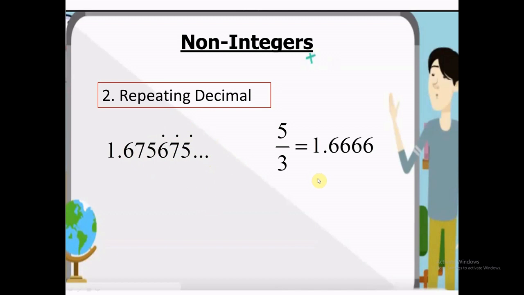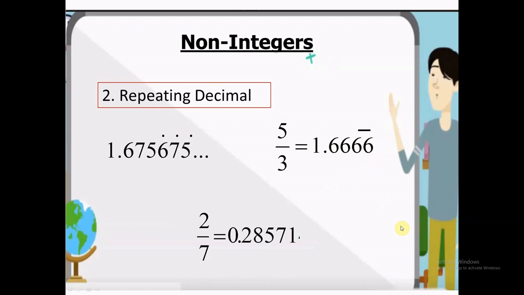Let's say the fraction 5/3. In decimal form, it is 1.6666, and so on. If you cannot see the dots, sometimes there's a bar on top of the repeating number. So in this case, 6. So that is the repeating number. So it will be 1.6666 and so on.